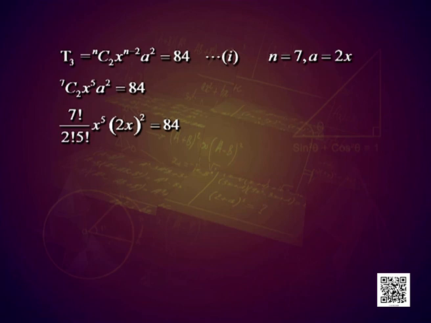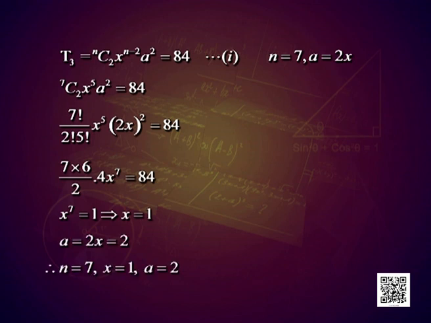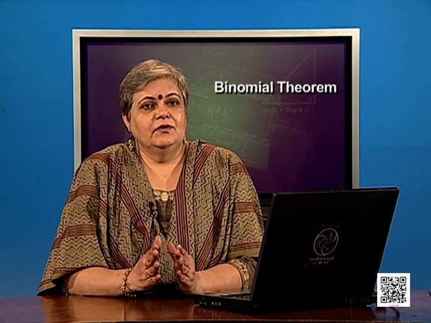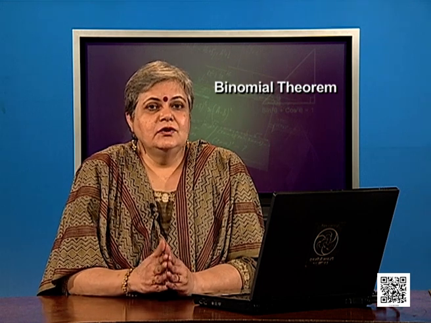So, it becomes an equation now only in x. As I collect the powers of x and simplify the constants, I end up with simply x to the power 7 is equal to 1, which gives me x is equal to 1. So, I have n, I have x, and a being 2 times x is equal to 2. Therefore, with the given conditions, we have been able to find n as 7, x as 1, a is equal to 2. So, the question was in terms of x plus a to the power n, the 3 specific terms were given.